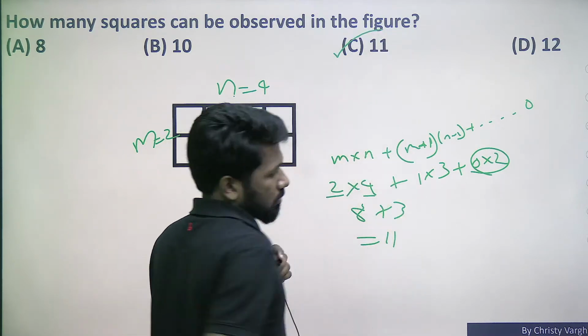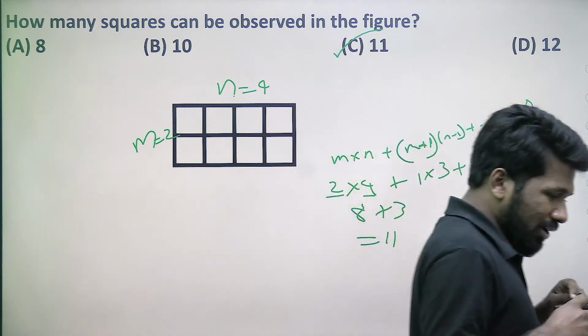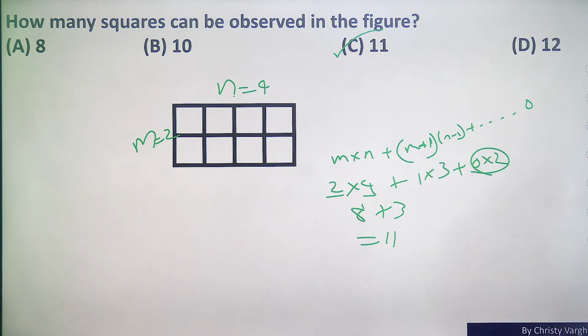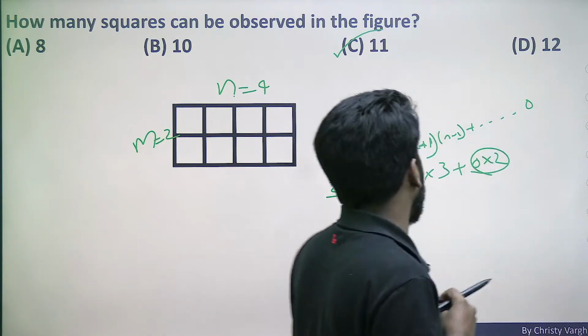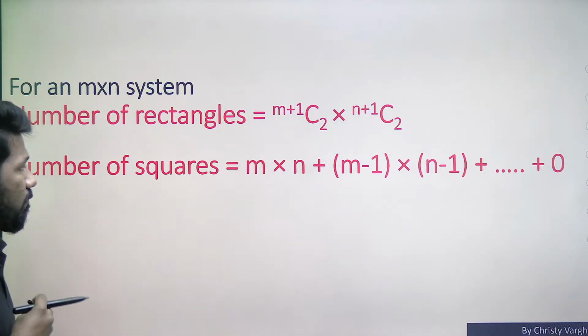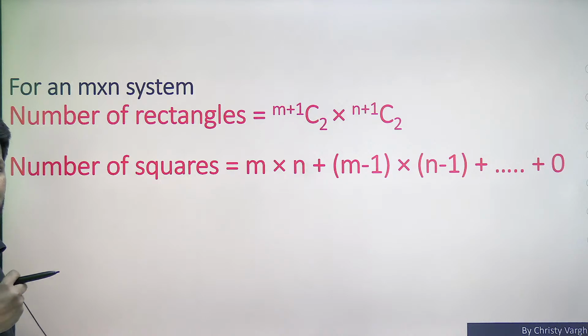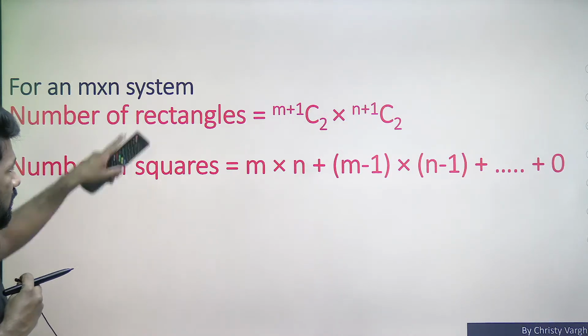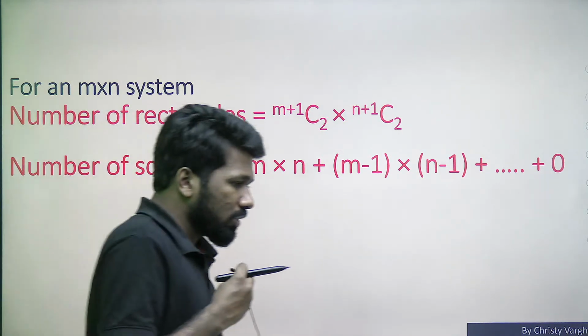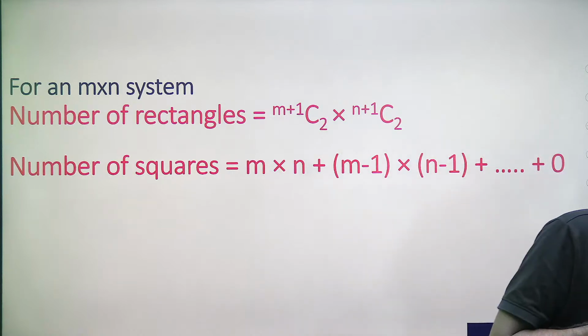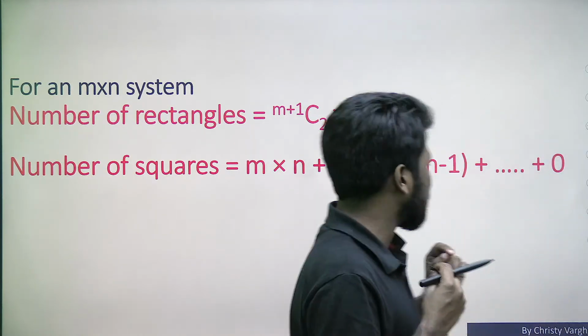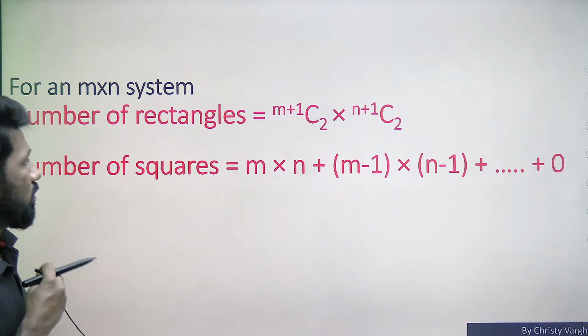11 will be the answer, option C. Again, here also you may not feel that this is a very comfortable or convenient formula because it takes some time. But for bigger cases, this definitely will be very useful. So these are the two formulas I have taught you. In today's class, the only formulas I have asked you to learn are these two.